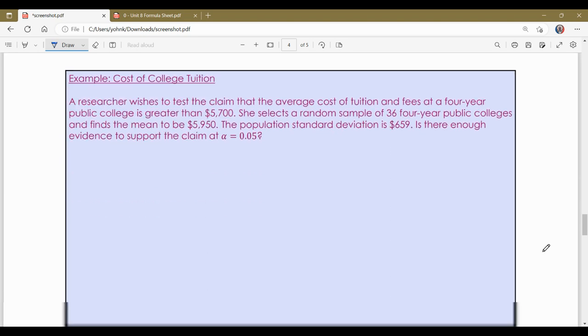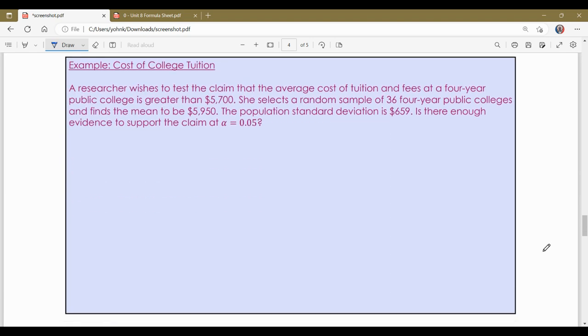Next number. This one's about college tuition. A researcher wishes to test the claim that the average cost of tuition and fees at a particular four-year school is greater than $5,700. She selects a random sample of 36 four-year public colleges and finds the mean to be 5,950. The population standard deviation is 659. Is there enough evidence to support the claim at alpha equals 0.05?